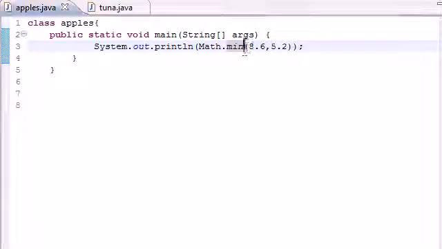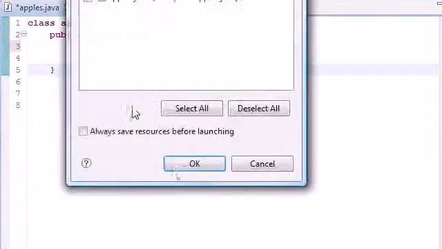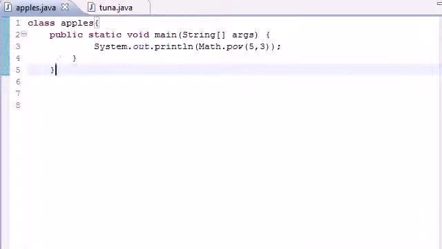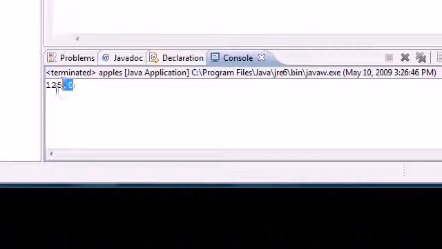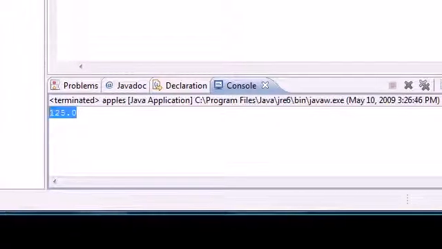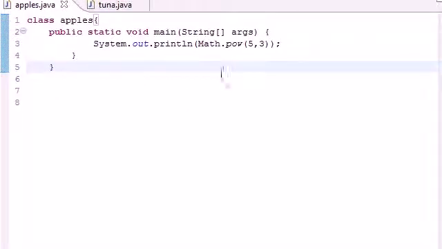Again, our power function, which takes power, and say you want something like 5 to the 3rd power, you would use 5 for your first argument and 3 for your next one. When you run this, it was the same one we used in our compound interest calculator. It gets 125, since 5 times 5 times 5 is 125.